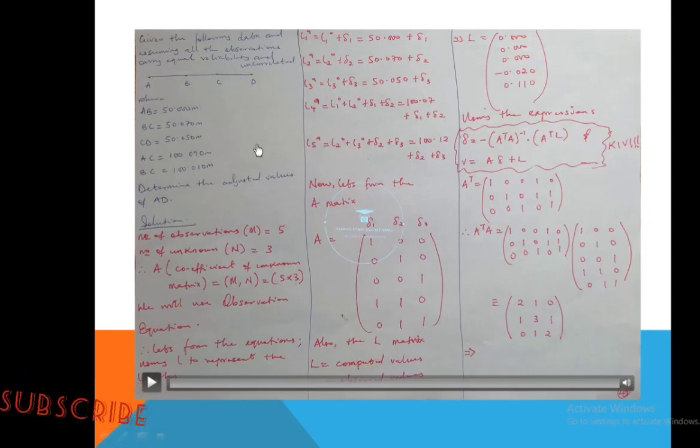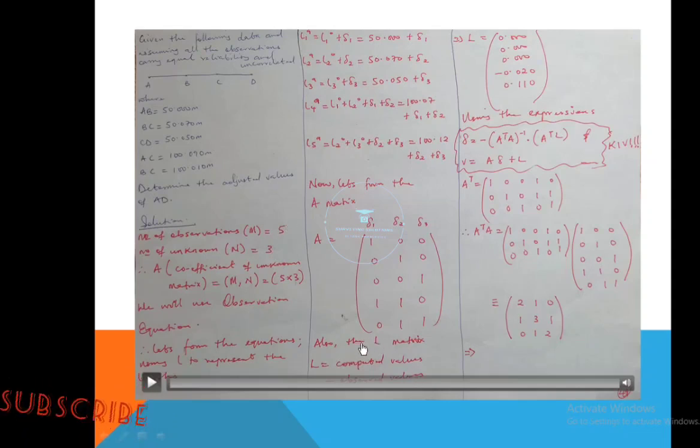Now for the last one, which is L5, which is a combination of L2 and L3. So which means there is no L1. So since there is no L1, we have only 0 for D1, and then we have 1 for D2 and 1 for D3. Are we together? So this is how you form your A matrix, the matrix of the coefficient of the unknown. Are we together? And the dimension is the number of observations by the number of unknowns. So in this case, we have 5 by 3.